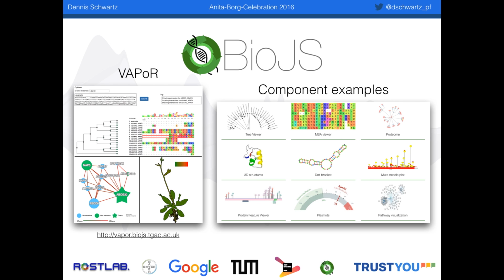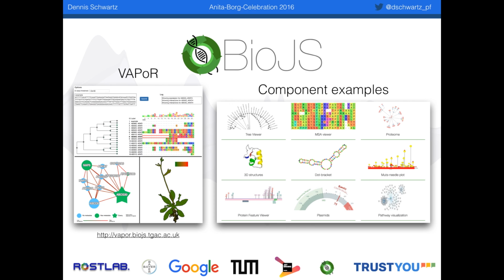There are also things like multiple sequence alignments if you want to compare different genetic or protein sequences, and a phylogenetic tree viewer if you want to compare different organisms and their heritage. So there's loads of different stuff in there.